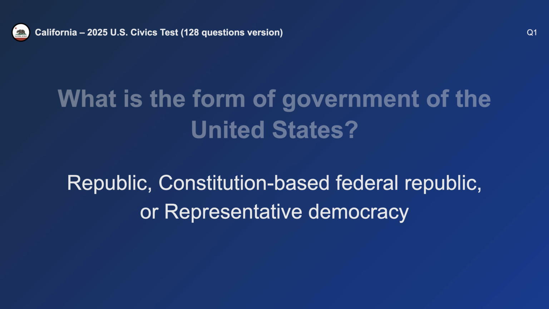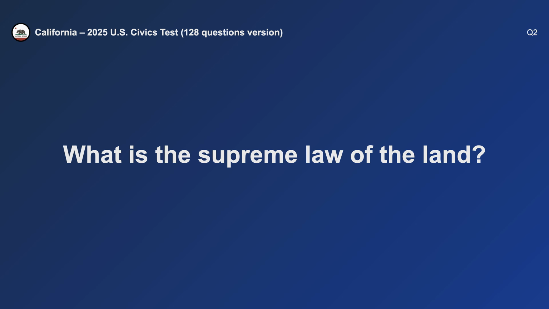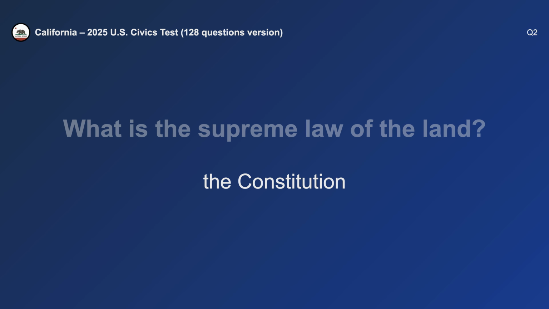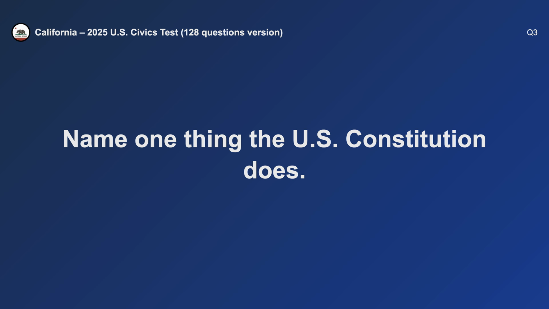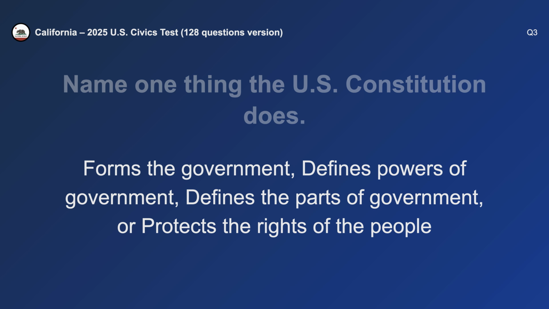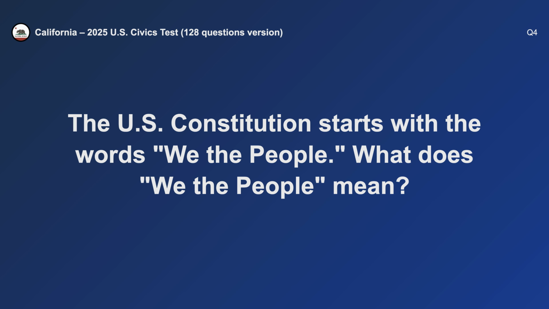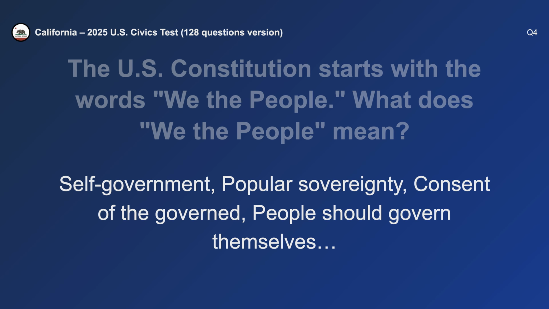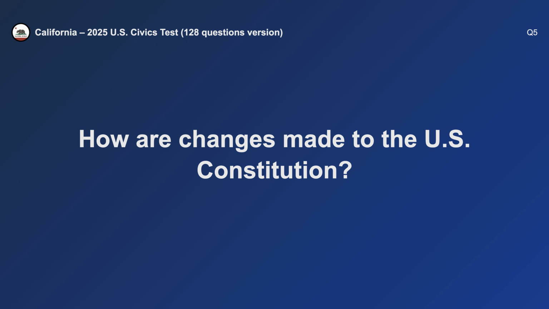What is the form of government of the United States? Republic. What is the supreme law of the land? The Constitution. Name one thing the U.S. Constitution does. Forms the government. The U.S. Constitution starts with the words, "We the people." What does "we the people" mean? Self-government. How are changes made to the U.S. Constitution?